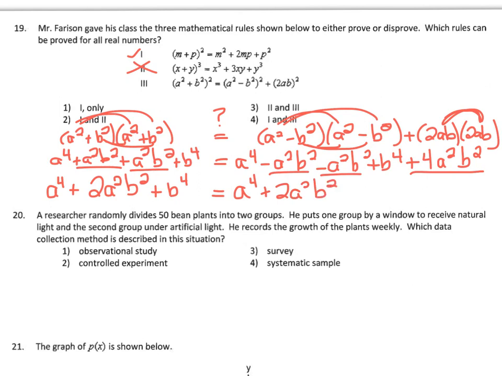And then I can bring down this b to the fourth because that doesn't combine with anything. And if you look, check this out, the left-hand side is equal to the right-hand side, so this does check out. Okay, so again, rule 1 and 3 work, so that would mean choice 4 is our answer.